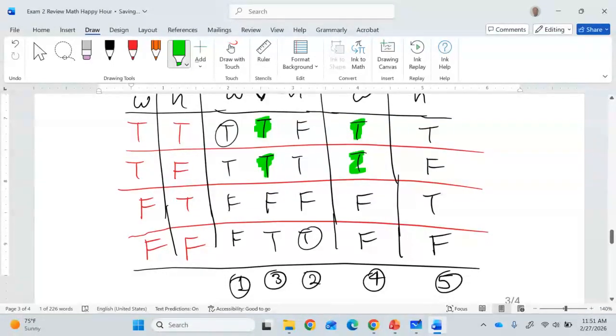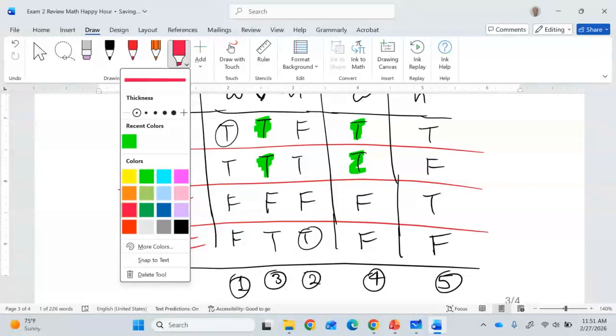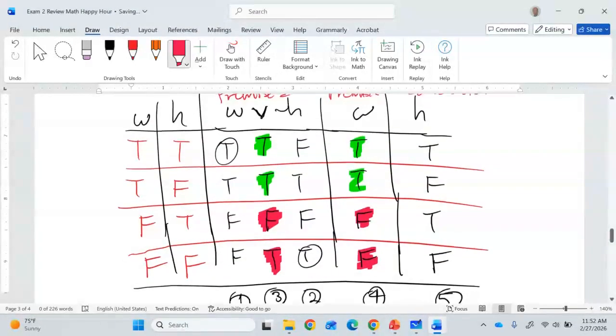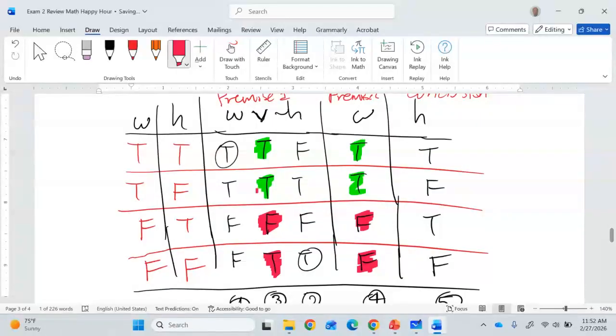And then the next rows actually do not qualify, so I'll put them in red. This one and this one, since both of them are false, and the second one does not qualify either, since the second one is false. So I'm only looking for those rows where the premises are both true, or all of them, if I had more premises. I need all of the premises to be true.